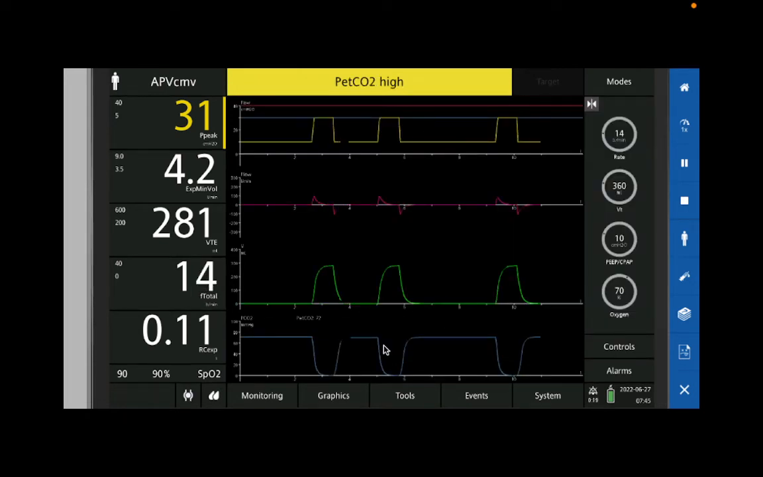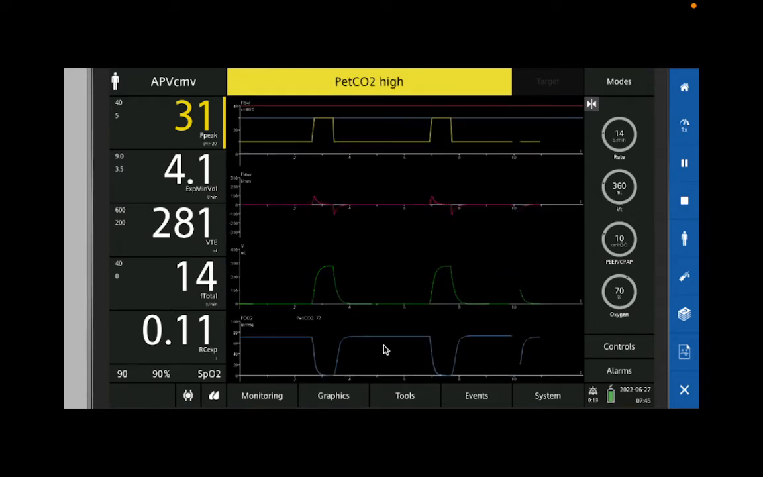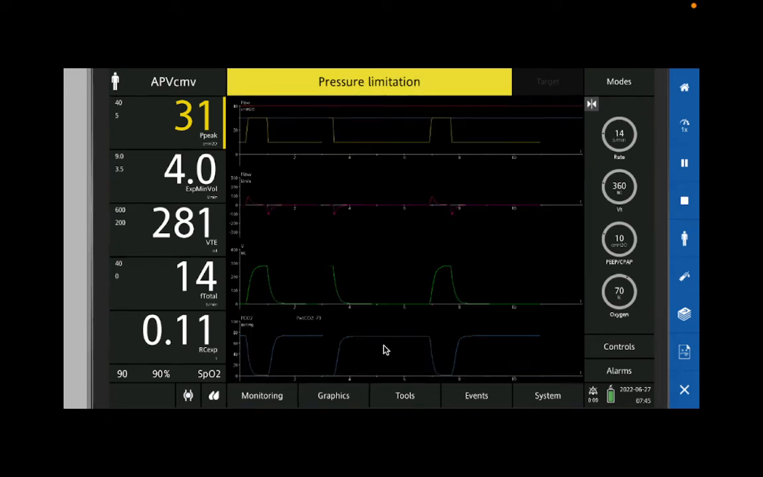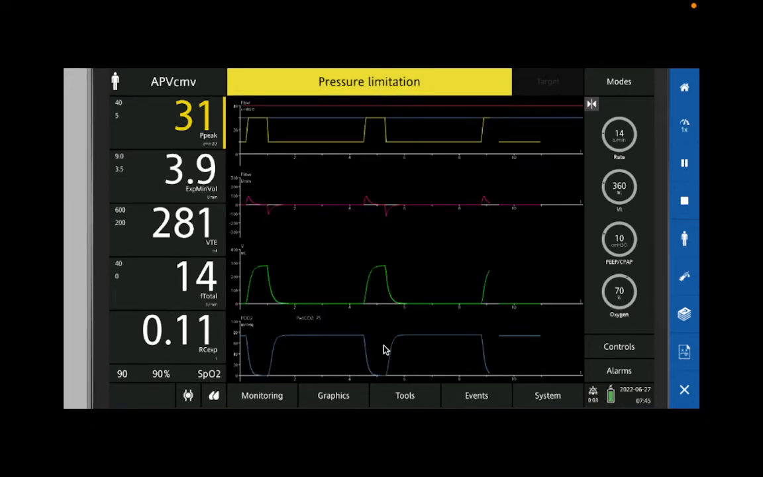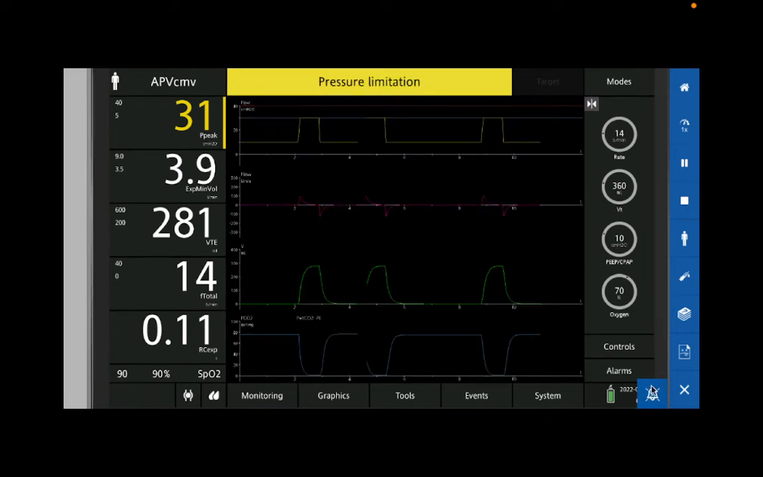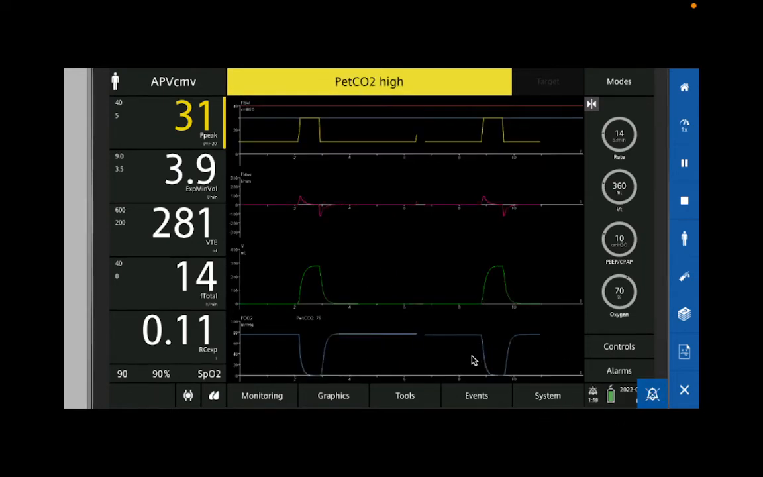So, our vent is alarming. What is our vent alarming? Pressure limitation. What does that mean? The lungs are not well recruited. All right. The lungs are bricks. The lungs are not doing well, all right?